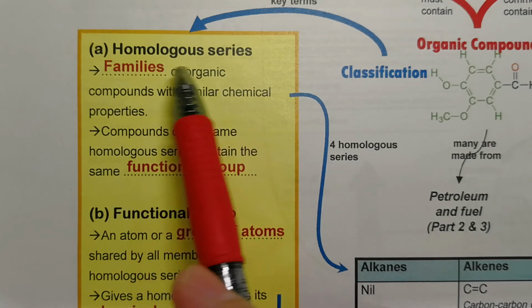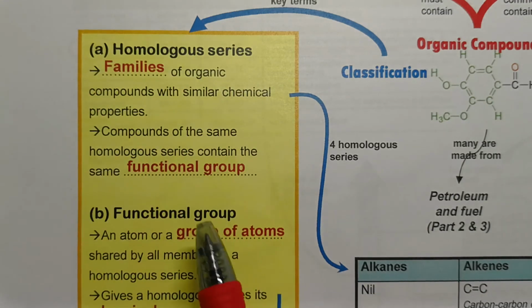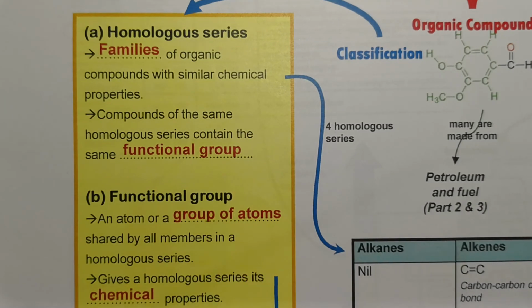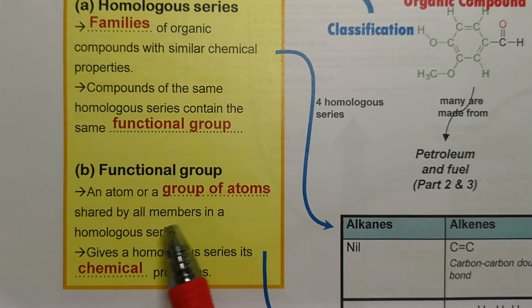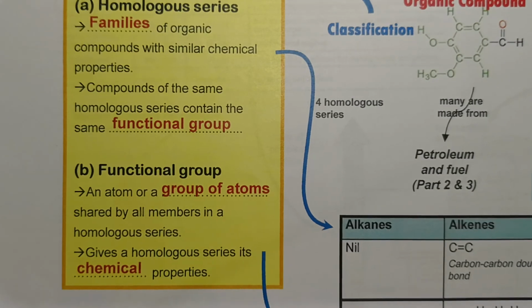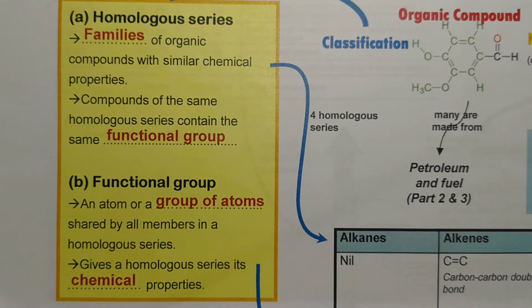So there are two terms here, homologous series and functional group. Each homologous series must have the same functional group. And functional groups are atoms or groups of atoms shared by all members in a homologous series, and it gives the homologous series its chemical properties.